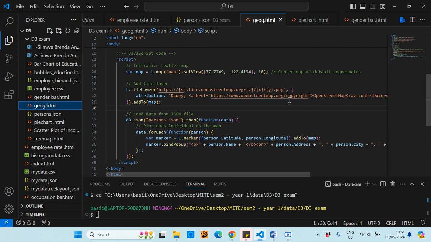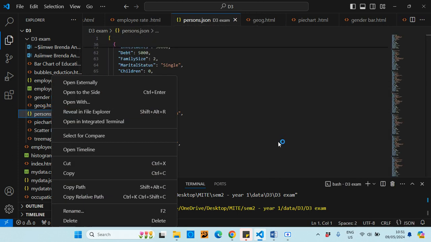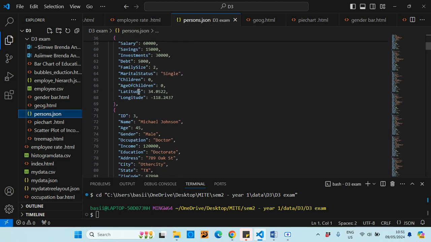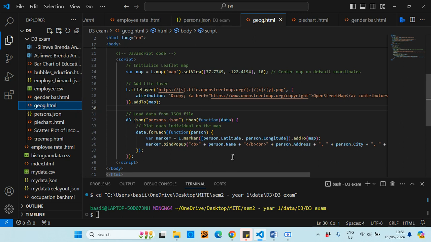Then we also load our JSON file. Here we are using persons. Here we used a different data set called persons, let me just open it. Persons has different locations. It has latitude and longitude, and that's why I used this data set, while the previous data set did not have latitude and longitude.